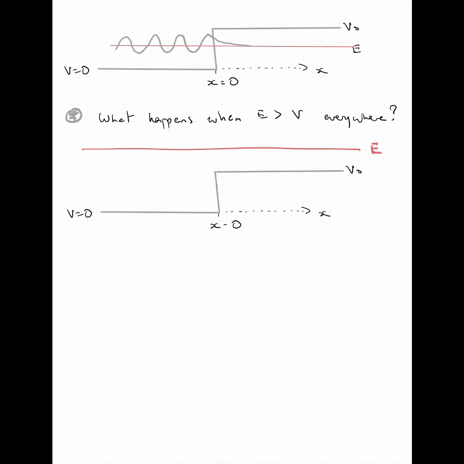Okay, so now we have this case. E is greater than V naught everywhere. And let's again label this region 1 and region 2. And we'll once more solve the Schrodinger equation and attempt to figure out what the solutions look like on the left side and the right side, in region 1 and region 2. So let's look at region 1 first.